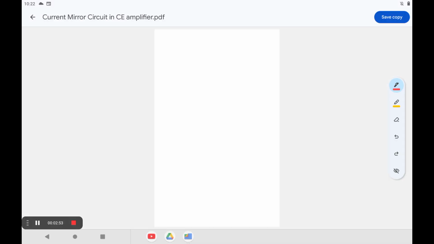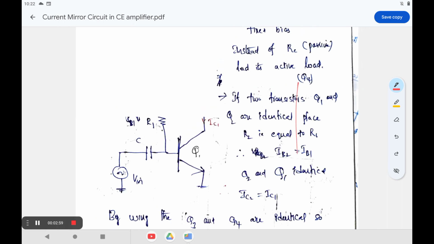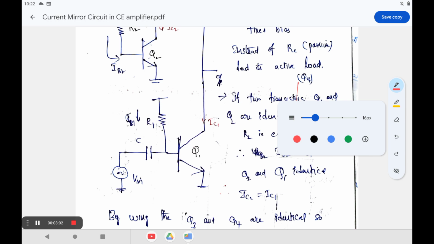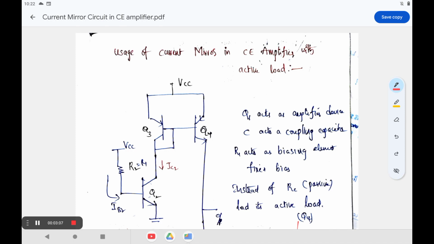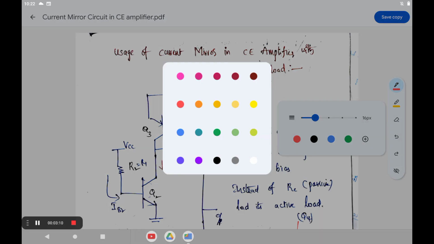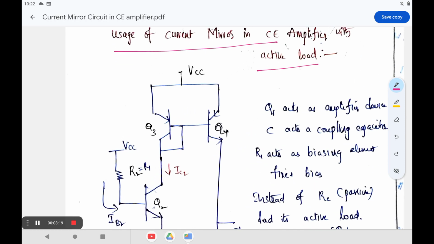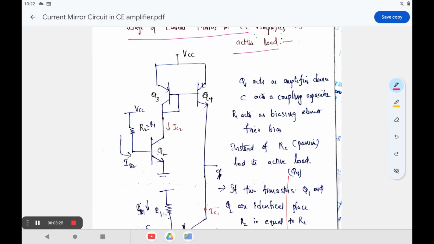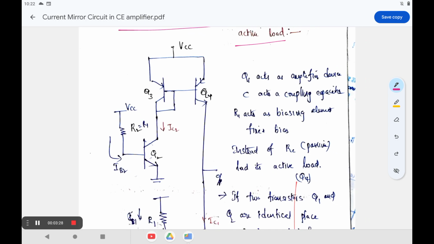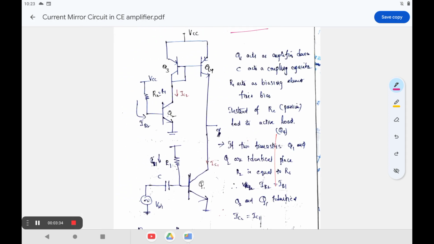Today's important concept is how current mirror circuits are used in the CE amplifier. In the last couple of minutes, we saw the basic circuit diagram of a common emitter amplifier. Here also the same thing. Let us see very carefully here. It represents almost the same circuit, right?